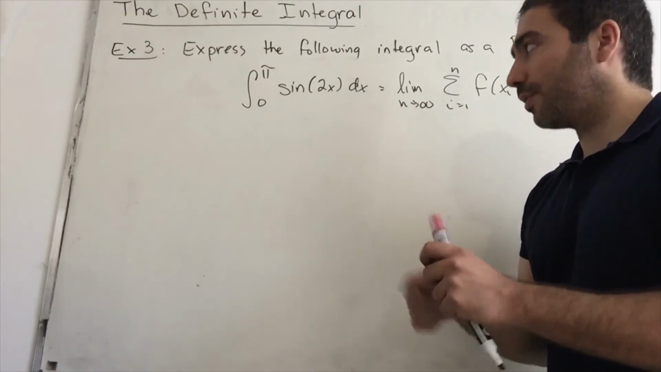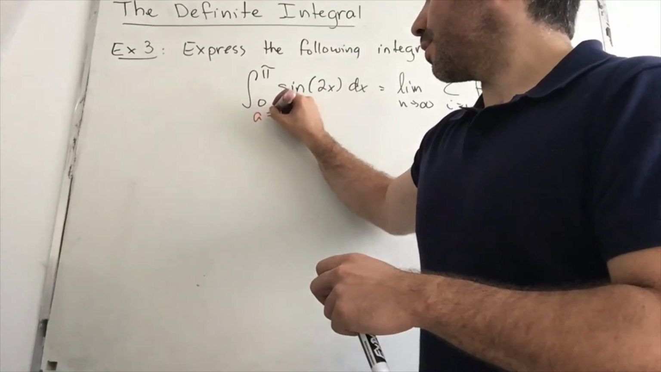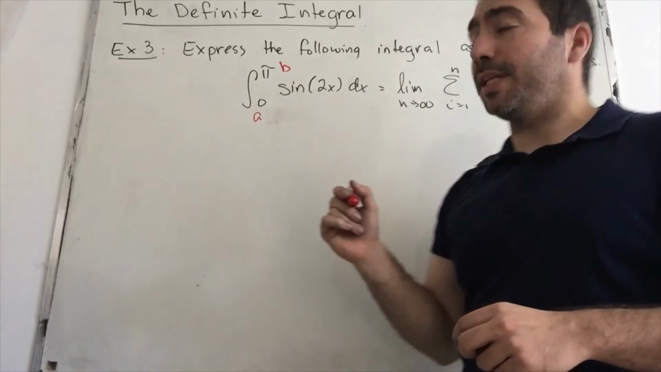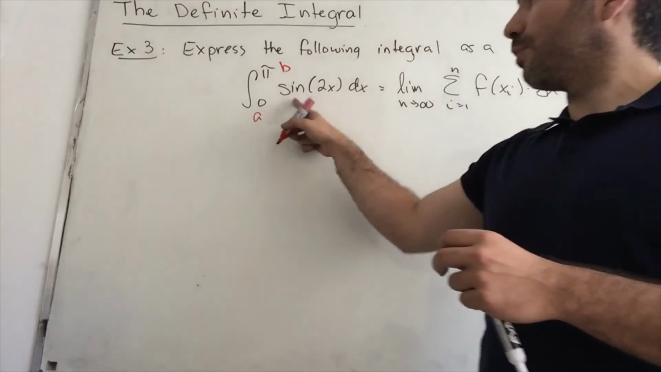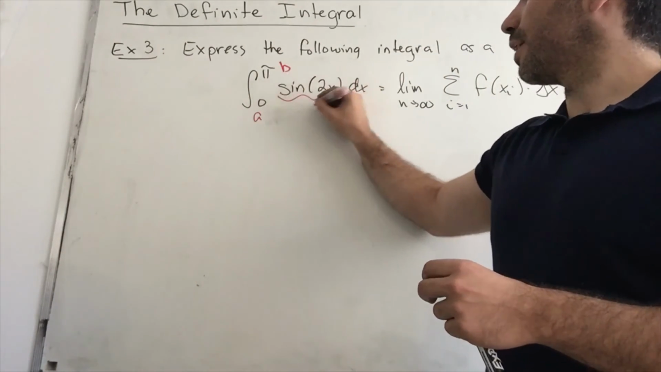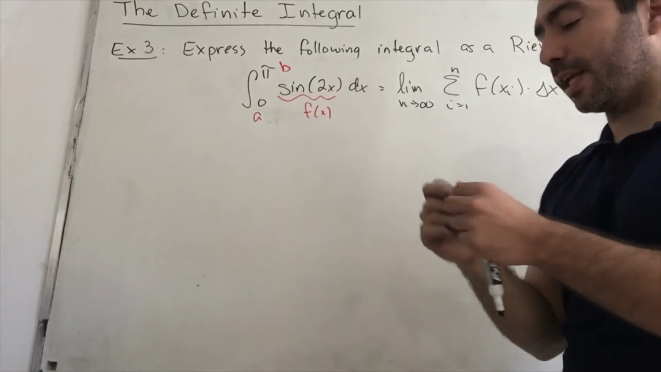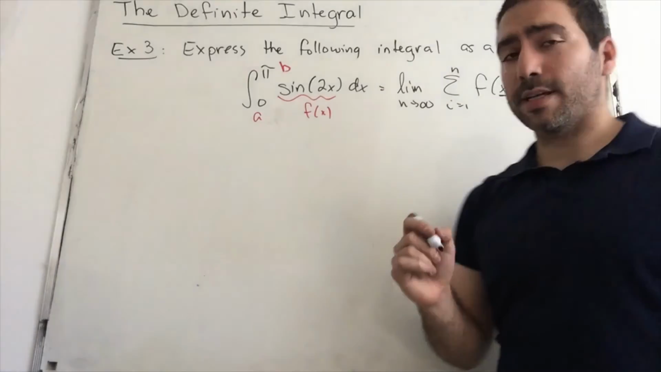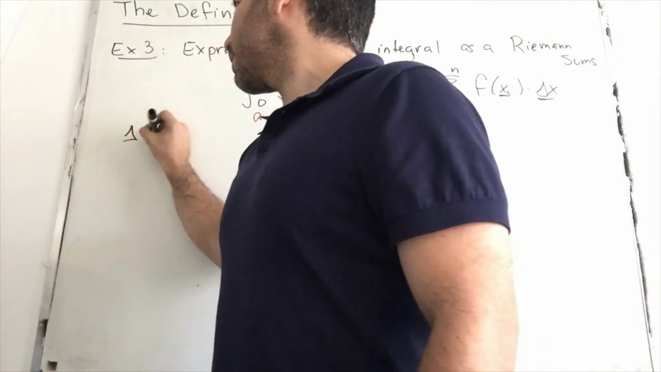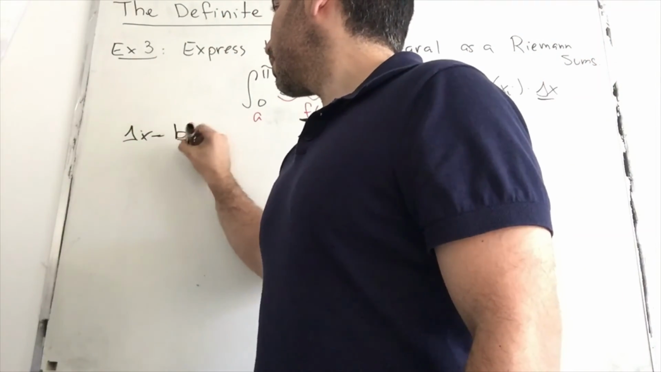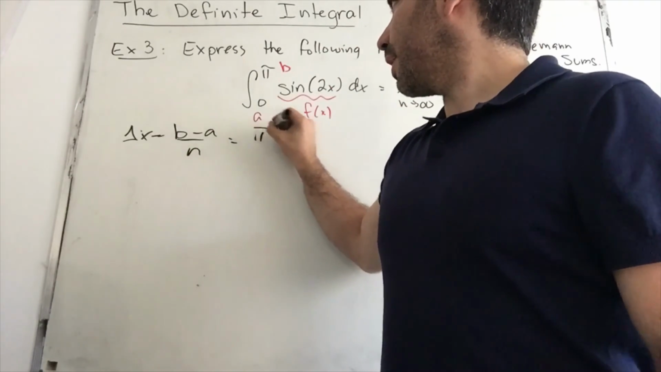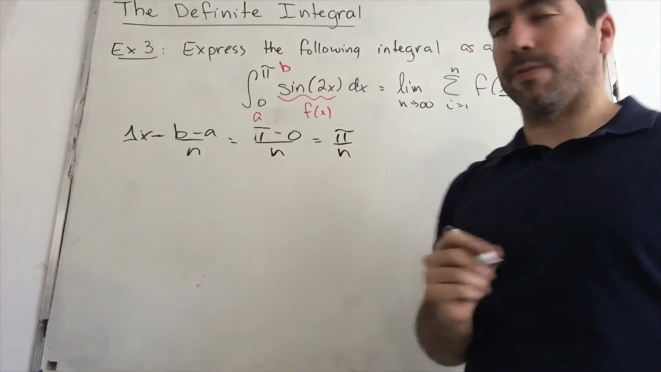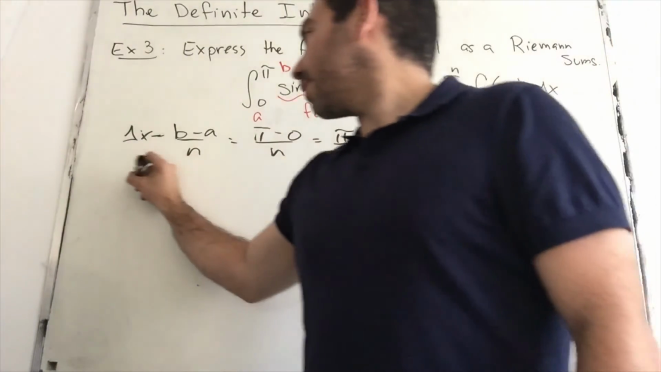And we know our lower bound a is 0, and our upper bound b is pi, and our function that we're dealing with is sine of 2x. Okay, and again, we're integrating with respect to x. So let's go ahead and find our xi and our delta x. The formula that we're using is delta x equals b minus a over n. We know b is pi, a is 0, and n we don't know, so delta x is just pi over n, and then we can go get xi.